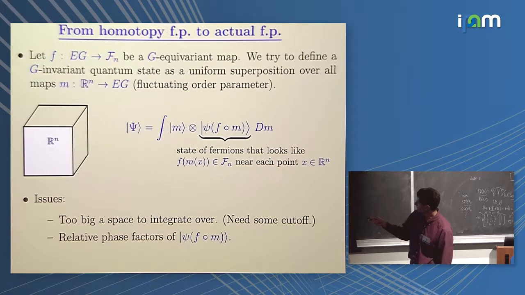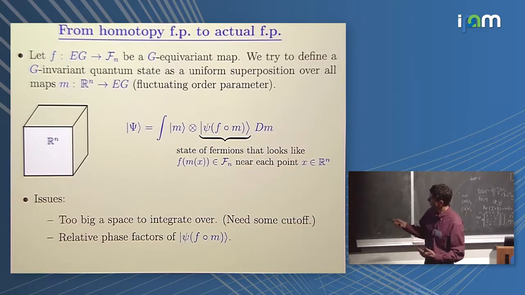And we integrate over all configurations of the order parameter. For each configuration M, we take the state of free fermions given by that local description. Near each point in space, we calculate the value of M of X, which is an element of EG. Apply function F, we get an element of Fn, which is a fermionic Hamiltonian, and we require that our state looks like the ground state of that Hamiltonian near that given point X. This is the description of this state psi. And we want to define the state as the ground state of some local Hamiltonian too.